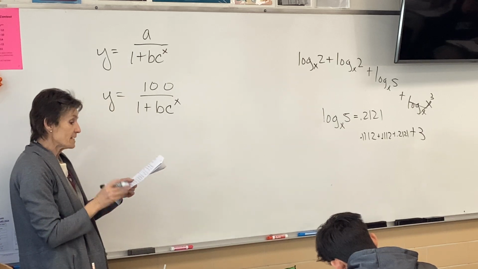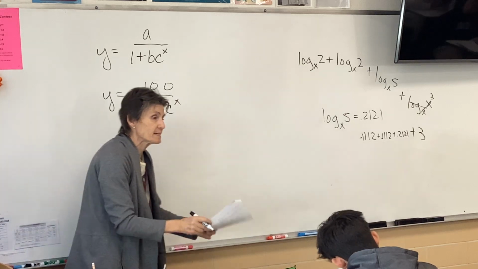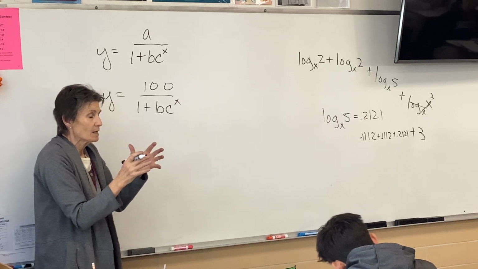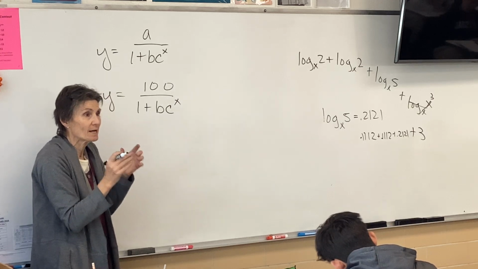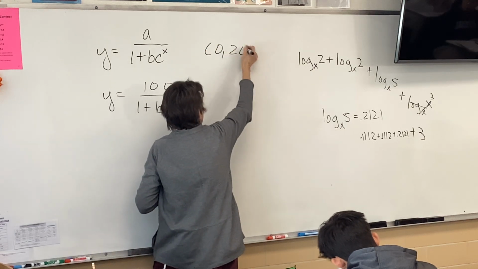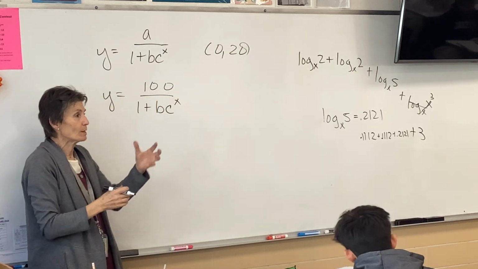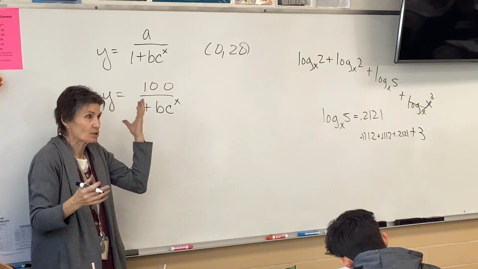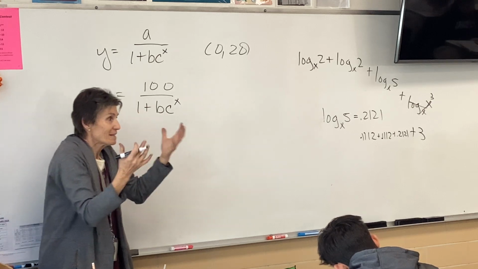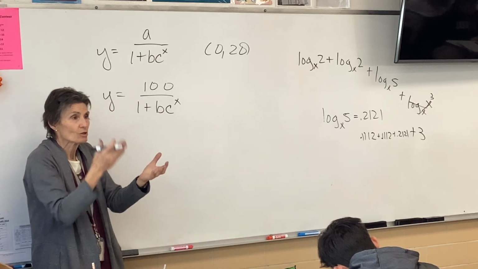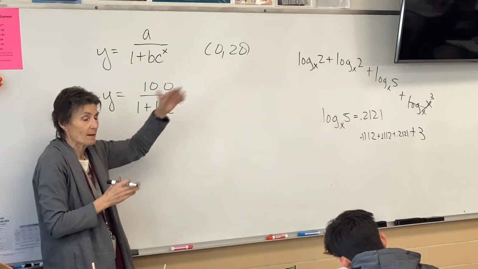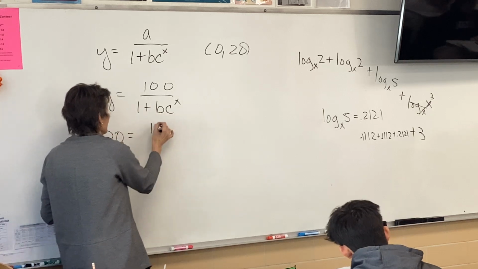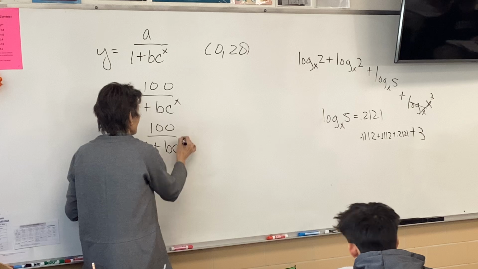The initial value is 20, and this is where something's not clicking with us. The initial value means, what do you have at the beginning of the problem? In other words, what do you have when x is 0? Think of it as a time problem, because these often involve time. At the beginning, isn't time 0? So x is 0. This is the y-intercept. So now I can take that point and plug it in. So 20 equals 100 over 1 plus BC to the 0th.